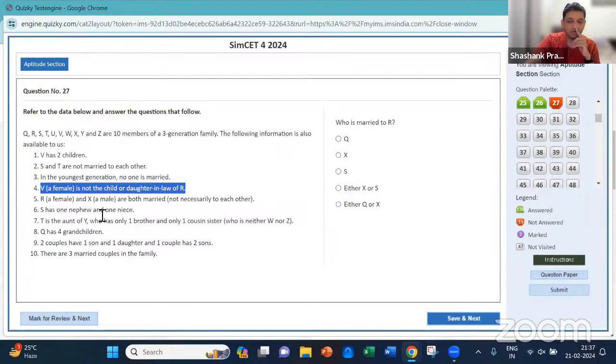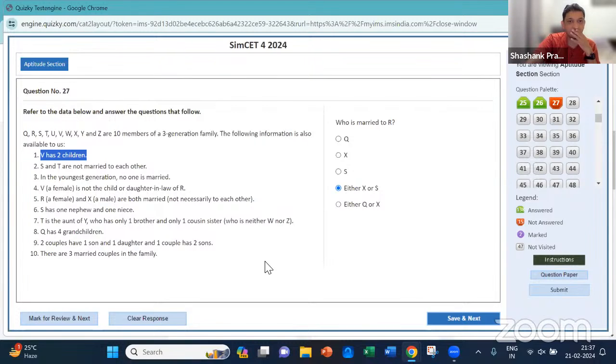And V not being the child or daughter-in-law of R tells me that V is either in the last generation, but V has 2 children. So V is not in the last generation. So V is in the second generation. R cannot be in the topmost generation. So R cannot be married to Q. So R has to be married to either X or S. So अभी तक तो यहाँ पे है. S has one nephew and one niece, which is fine. R is married to the X. I will go with this.